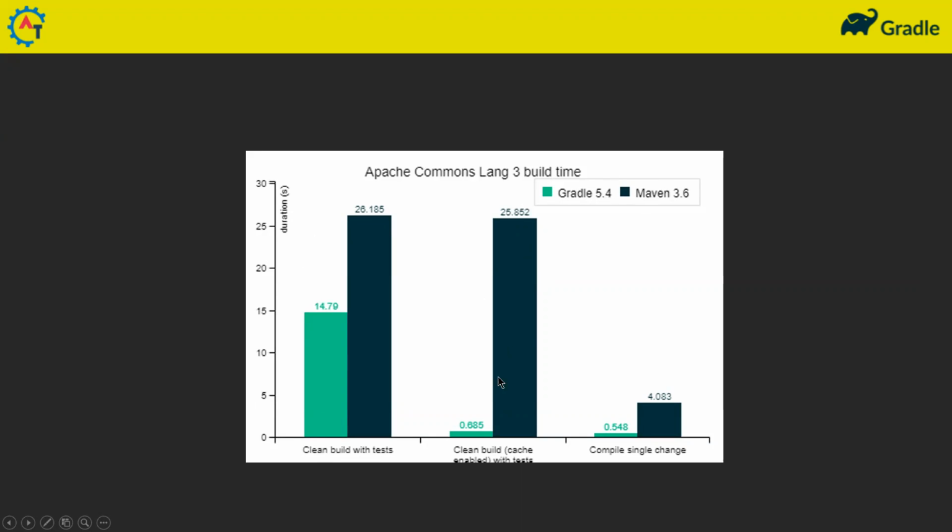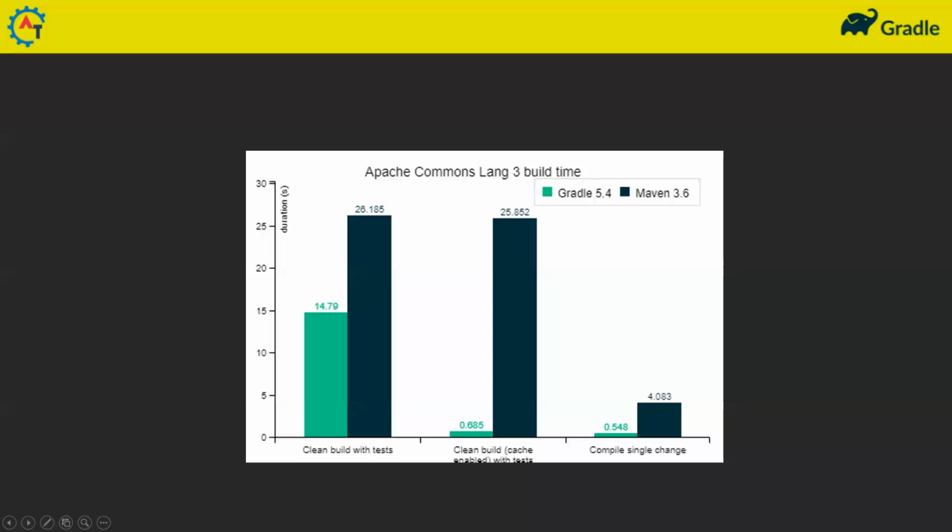The second time is clean build with cache enabled with tests, where there is a change or something like that. It took 0.685 seconds the second time, but Maven again took 25.852. So Maven is very similar, with a very slight difference. But here you see a huge difference. For a compile with a simple, single change, it took only 0.5 seconds for Gradle, but it took 4 seconds for Maven. So that much difference is there in the performance.